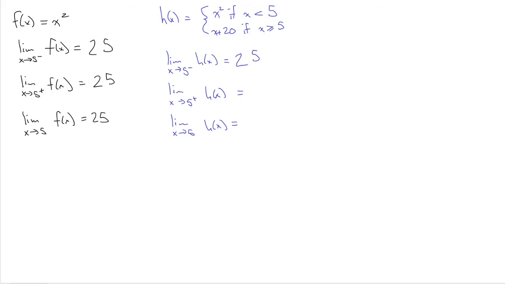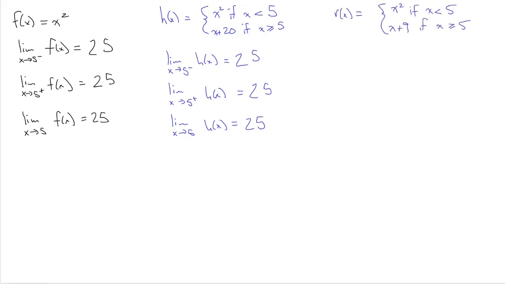And similarly, if we pick numbers like 5.0001, well, that's a number that's greater than or equal to 5, and so it's the bottom rule that applies. And so we get 5.0001 plus 20, which is 25.0001, but you can see that the closer you get to 5 from the right, the closer you get to 25 as a value for h. So the limit as x approaches 5 from the right of h is also 25. And since the limit from the left and the limit from the right are both 25, that tells us that the two-sided limit is 25.